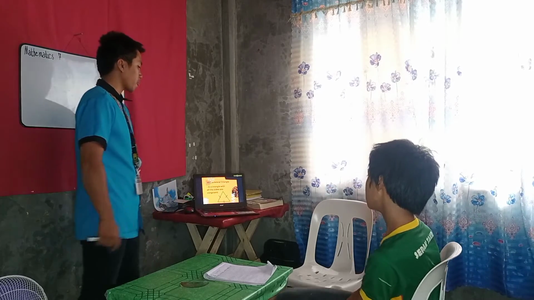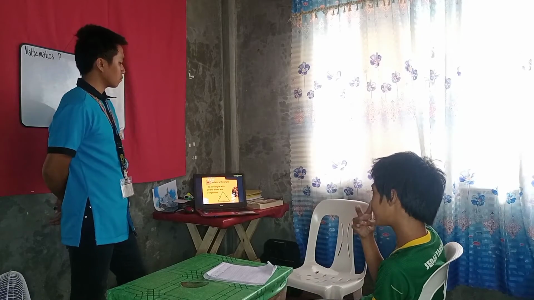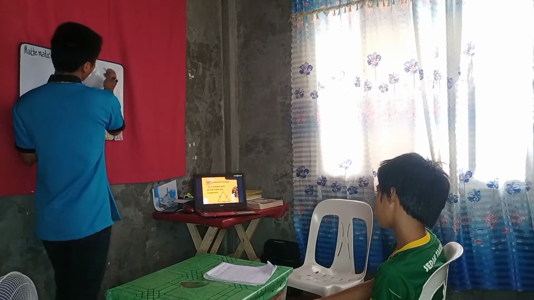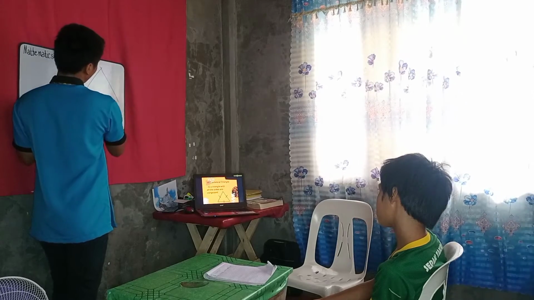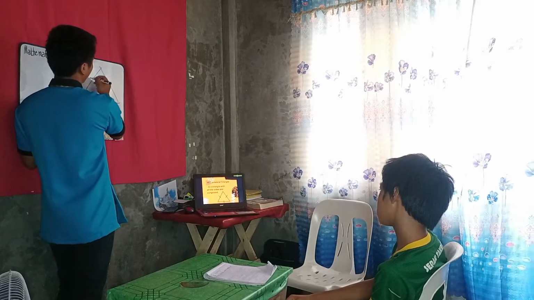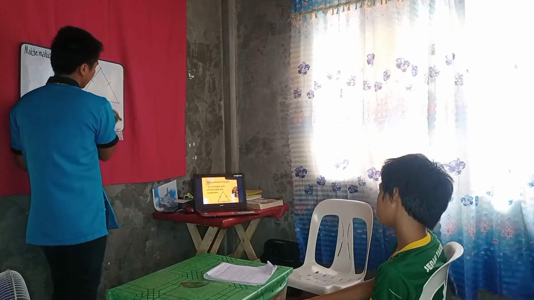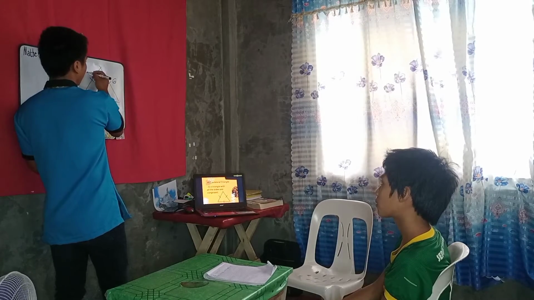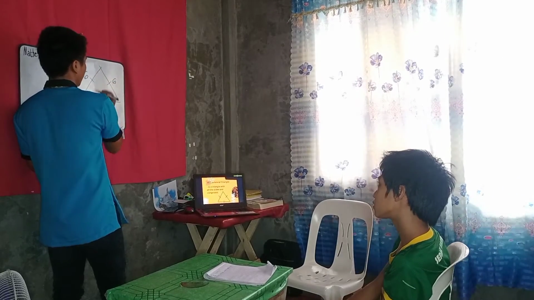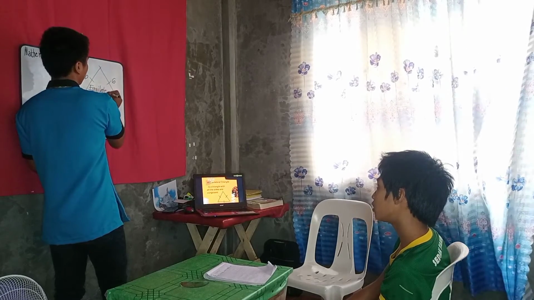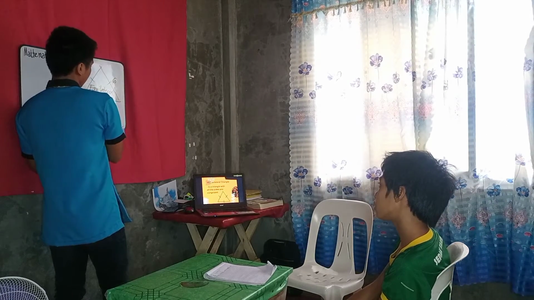Can you read it, Finn? It's a triangle with all the sides congruent. Very good, Finn. So if we talk about equilateral, all sides are congruent. Meaning to say, if this is 6, this should also be 6, and this is also 6. This is our equilateral triangle.